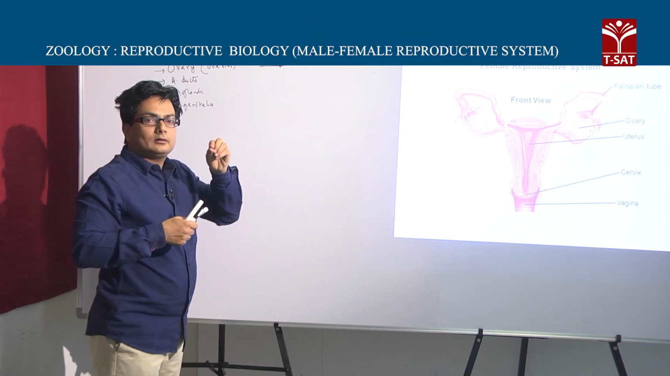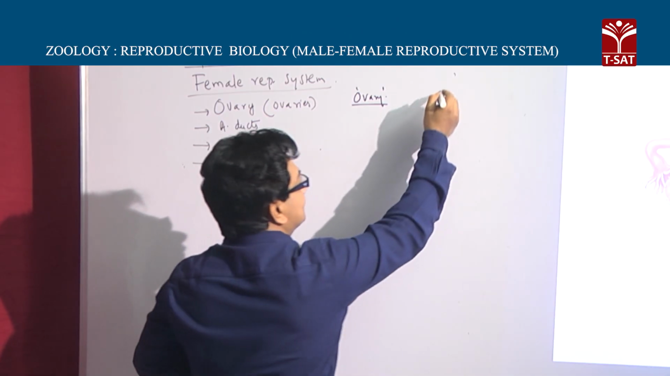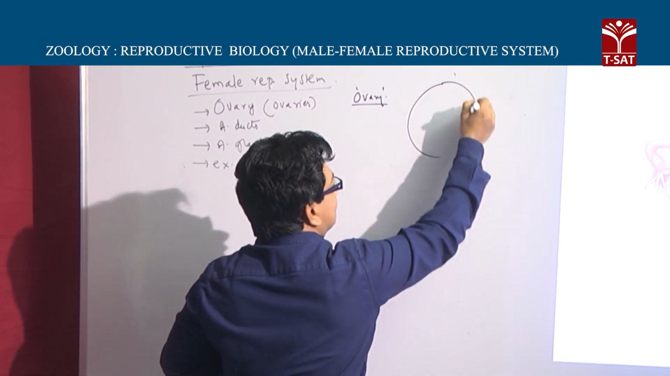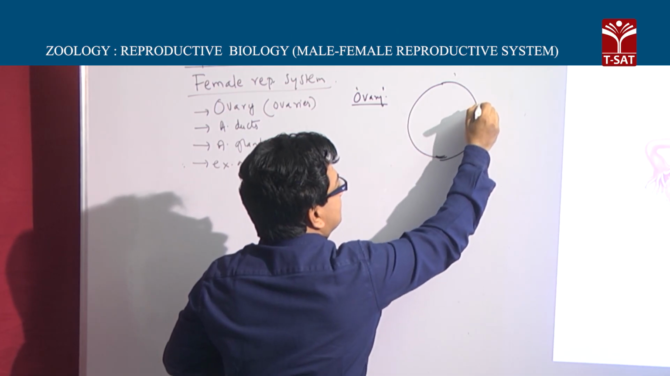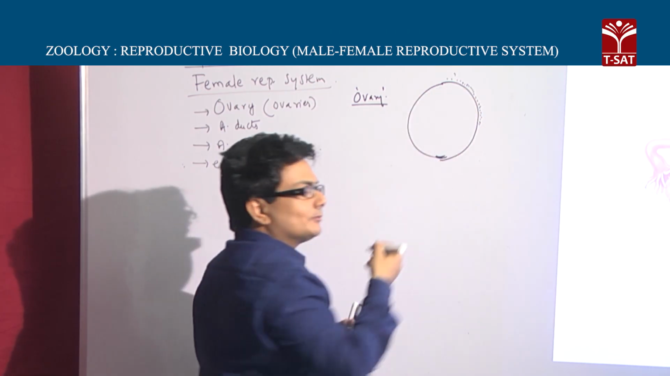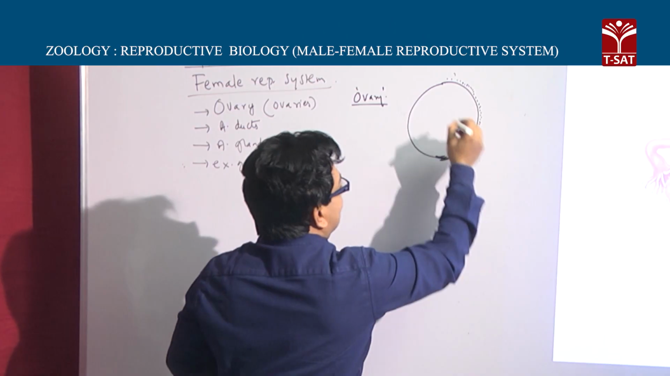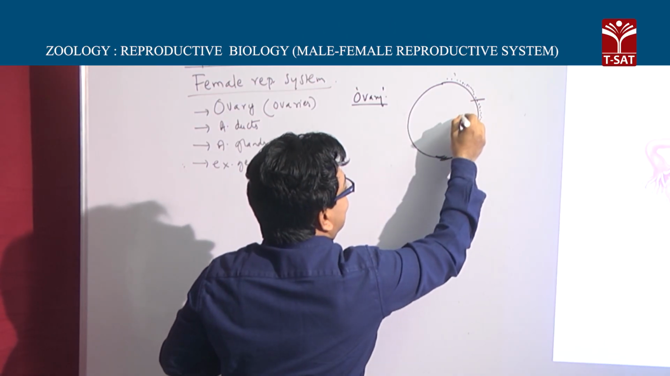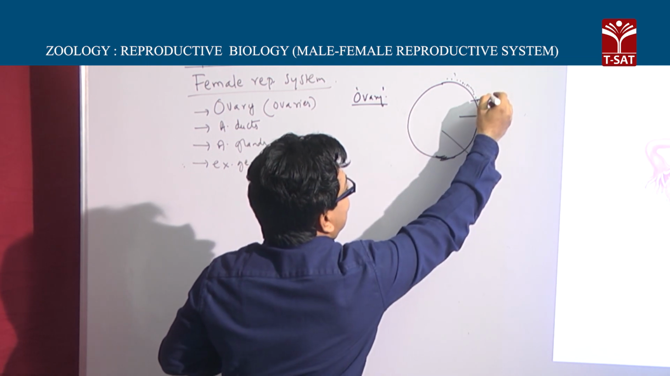And the ovary is anatomically divided into how many regions? Let's study that part. Sometimes this outer covering is called the mesovarium in some animals. So this one is the ovary, right? This is the area which I am dividing the ovary into. It can be like this.